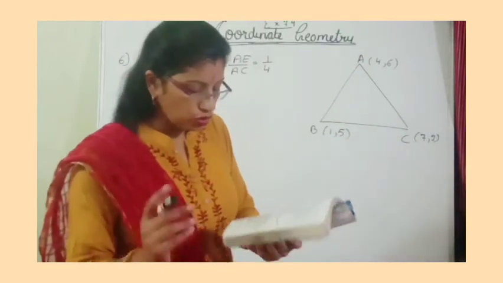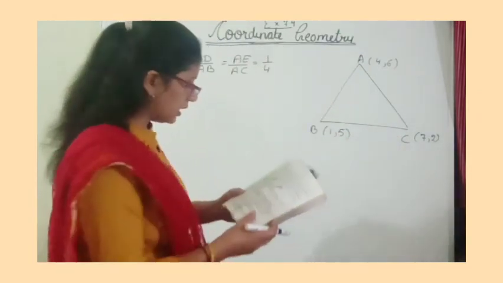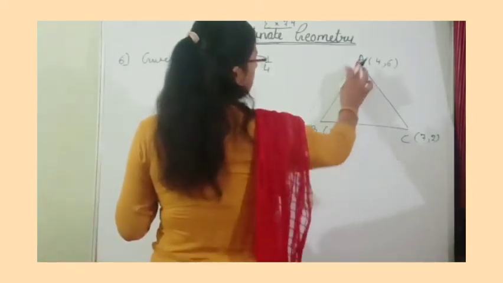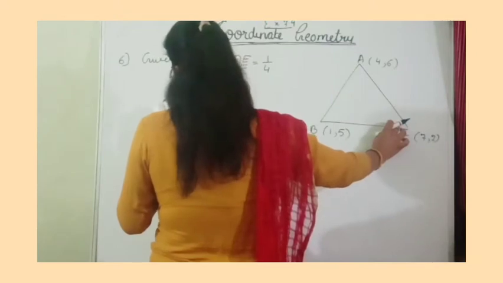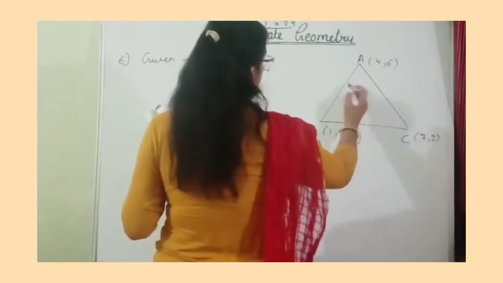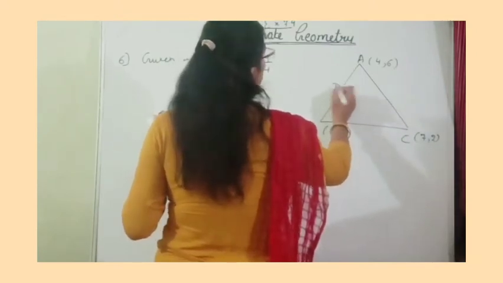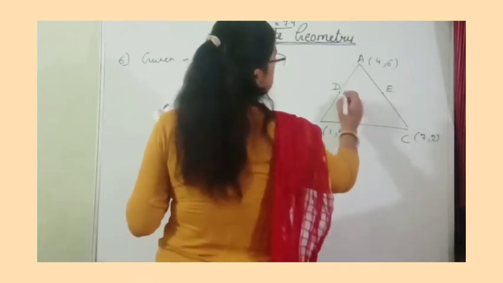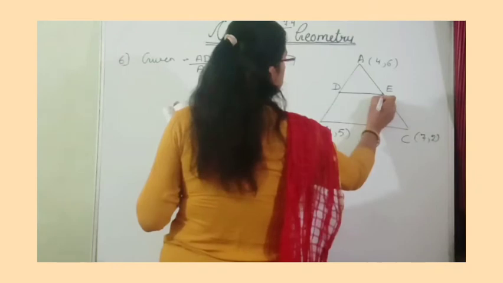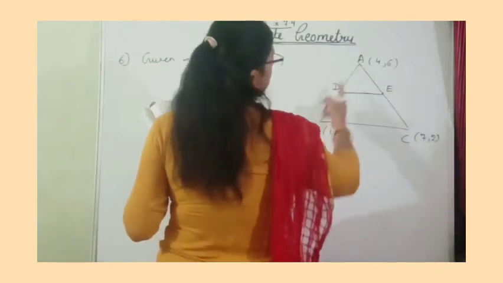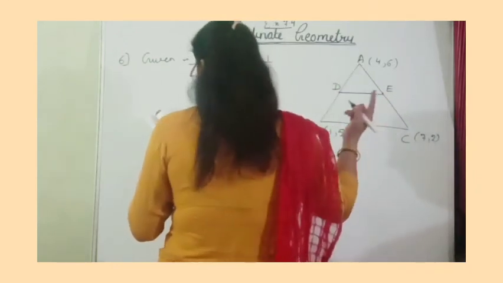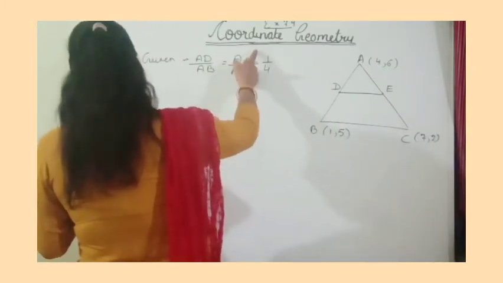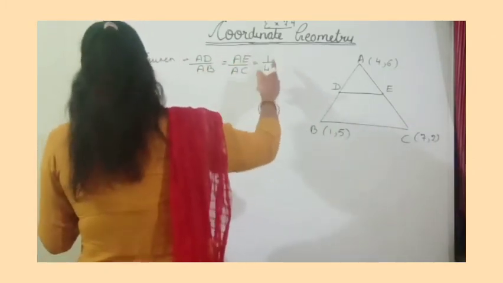A line is drawn to intersect sides AB and AC at points D and E respectively. So one line is there, and there are two points D and E on AB and AC. So a line is drawn which intersects this side and this side at points D and E, such that you are given AD upon AB is equal to AE upon AC is 1 upon 4.